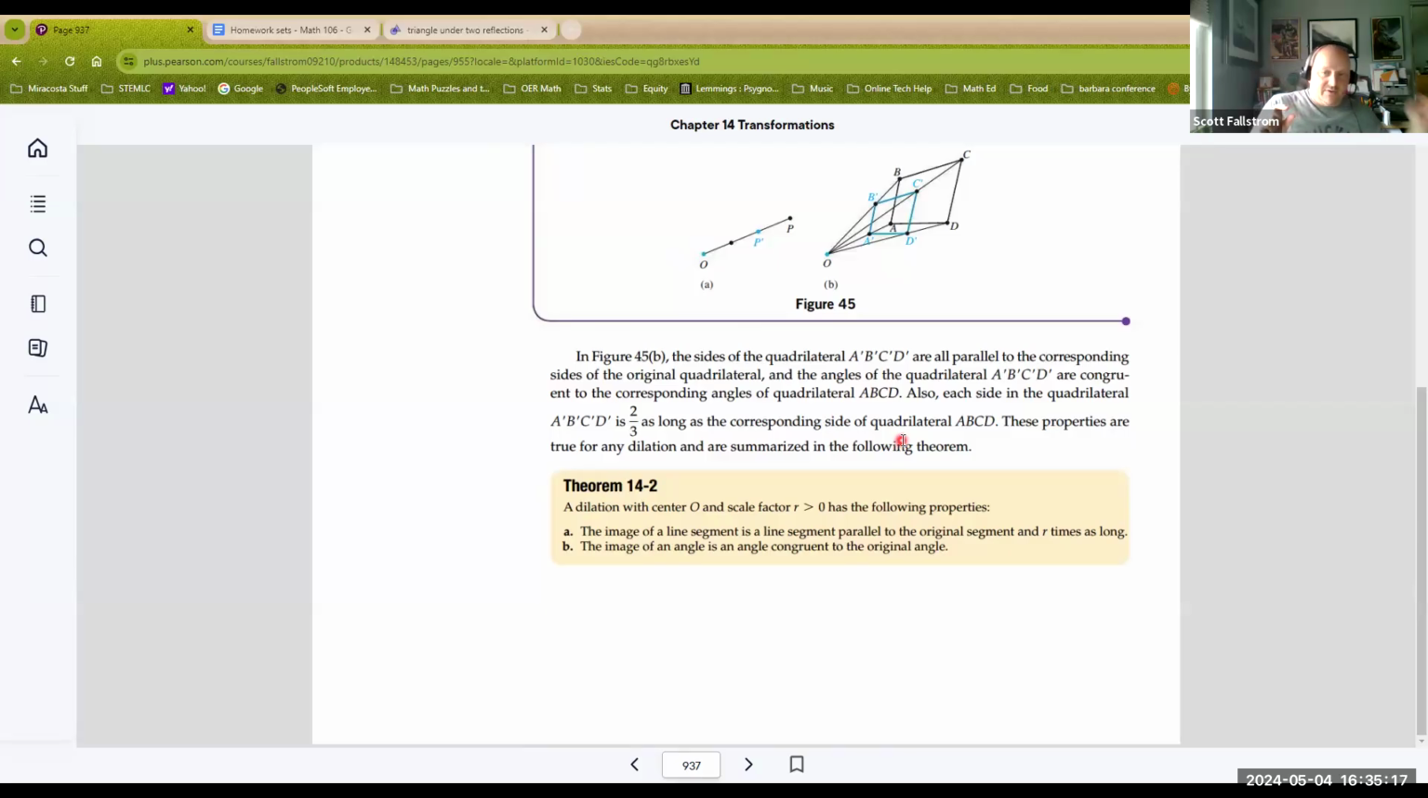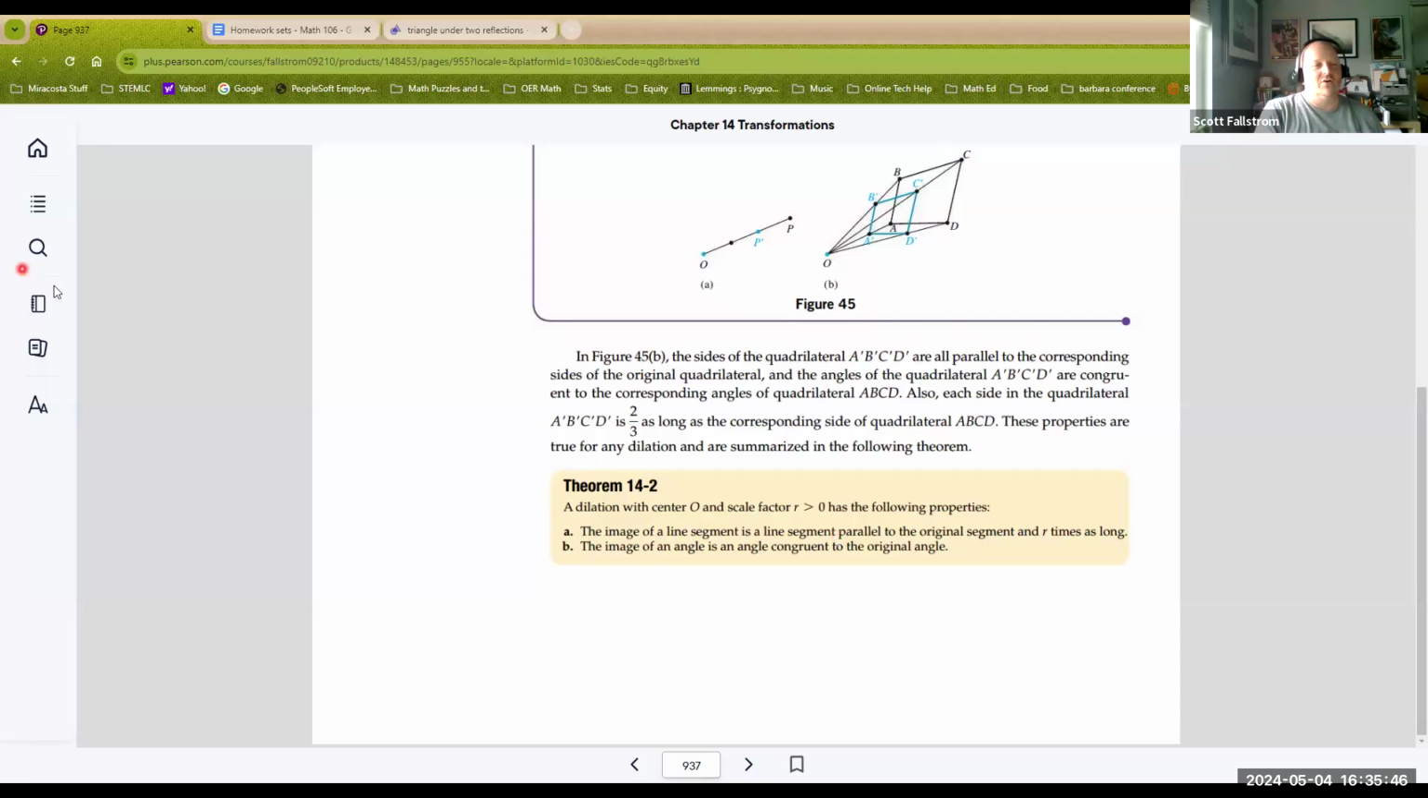A dilation with center of O and a scale factor has the following properties. The image of an angle is an angle congruent to the original angle. So if you have an original and then you do something scale factor wise, you're scaling out the lengths of the edges. The angle between them will not change. And likewise, the image of a line segment is a line segment. It's parallel to the original, but it is R times as long.